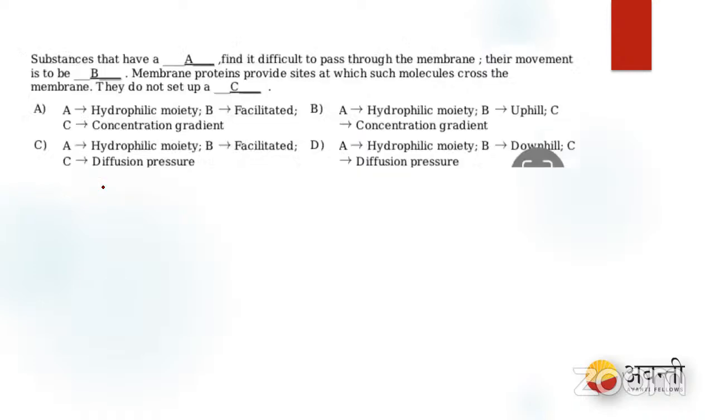Next one. You have here: substances that have dash find it difficult to pass through the membrane. Their movement is to be dash. Membrane proteins provide sites at which such molecules cross the membrane. So you have to find what are A, B, C. I will relaunch the poll for you. You can answer this question.